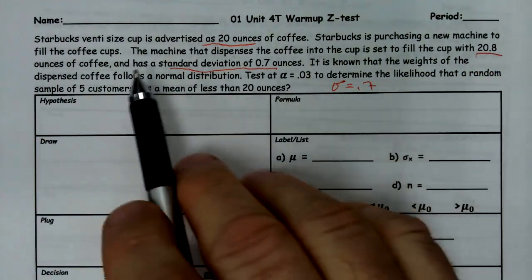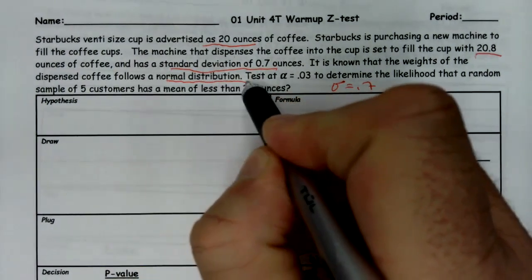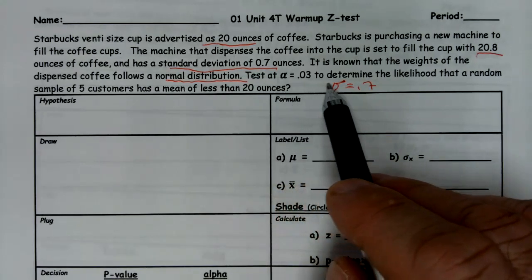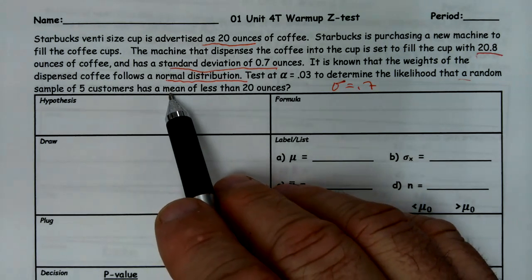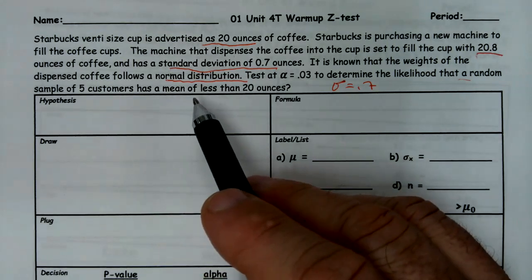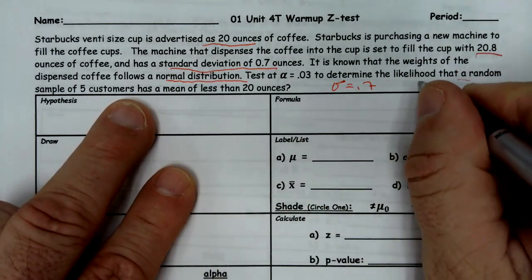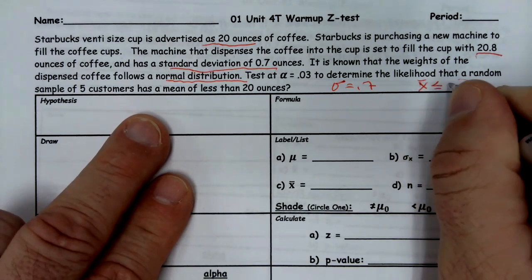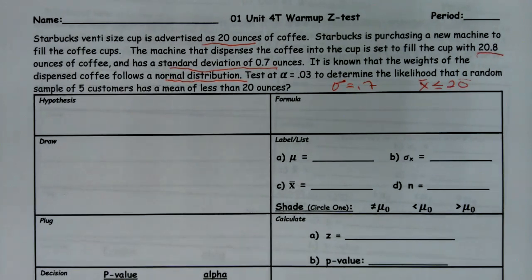It is known that the weight of the dispensed coffee follows a normal distribution. All right. So the condition of normality is met. Tested at alpha equals 0.03. Determine the likelihood that a random sample of 5 customers has a mean of less than 20 ounces. So this tells us we're curious about having an X bar less than or equal to 20 ounces, and that's because that's what they're claiming.